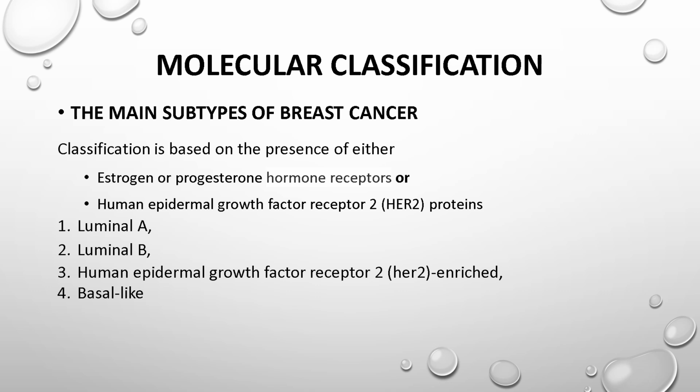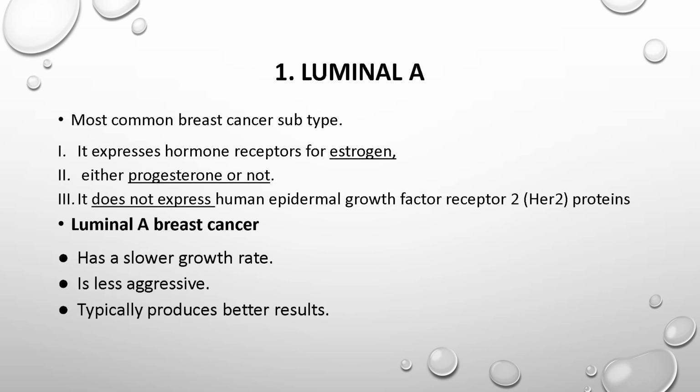The 4 subtypes of breast cancer are Luminal A, Luminal B, human epidermal growth factor receptor 2, and basal-like. Luminal A, subtype of breast cancer. It expresses hormone receptor for estrogen. Progesterone might be present or not, and it does not express human epidermal growth factor receptor 2. Luminal A characteristic: it has a slower growth rate, it's less aggressive, and typically produces better results than the rest of cancer cells of breast cancer.